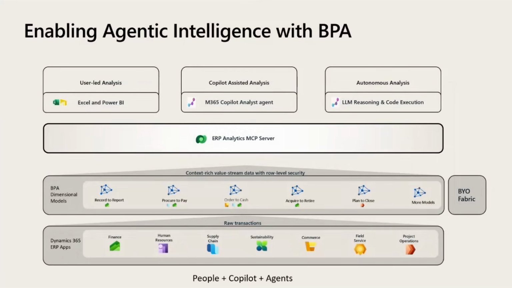Now, where does our MCP server sit? If you remember the complex slide that you just saw 3 minutes ago, the MCP server becomes this abstraction layer that enables you to perform user-led analysis through Excel and Power BI, Copilot system analysis through Copilot agents, and any other autonomous analysis driven by your AI and LLM applications without having to create individual workflows and integrations yourself. The MCP server becomes this layer of abstraction that enables your specific use cases and applications to talk to BPA dimensional models and Dynamics 365 ERP applications instantly and very easily. Now, if this diagram still seems a little complex, let me show you something a little bit more concrete. Next slide, please.